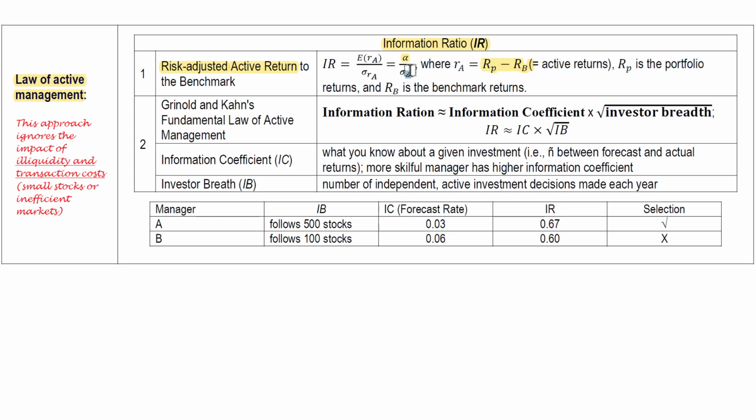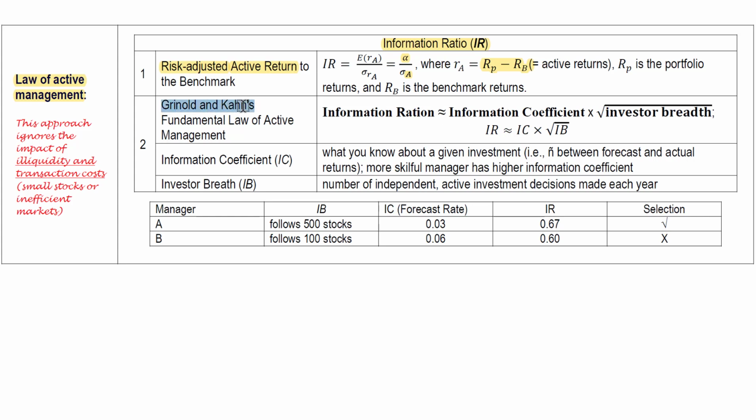That's the reason we got this information ratio. So maximizing information ratio is to maximize the tracking error risk-adjusted active return. Okay, so make sure you understand that. This is a very powerful measurement.